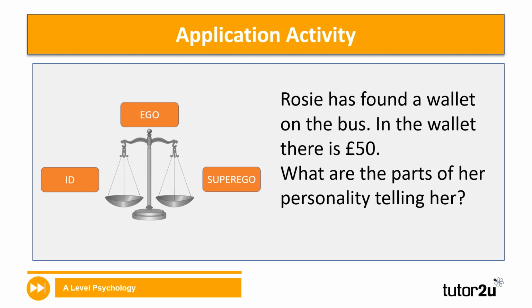Right, now I'm going to give you a scenario that I'd like you to work with, and this is about Rosie. So Rosie's found a wallet on the bus, and in the wallet there is £50, let's say 5 £10 notes. What I would like you to fill in your booklet is what the different parts of her personality are telling her. So what's her id saying to her? What's her superego saying? And ultimately, what does the ego perhaps decide to do?